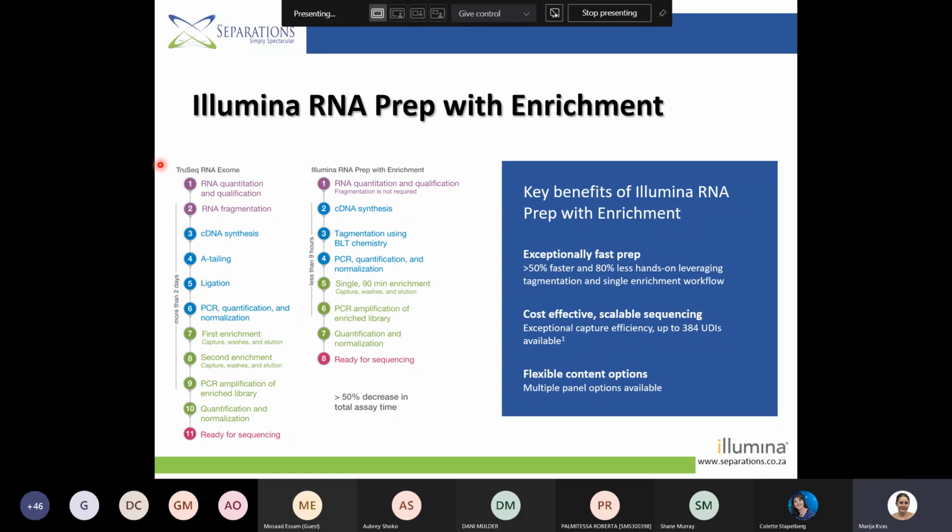Previously, we had the TruSight RNA Exome panel, and you will notice that it has many more steps than Illumina RNA Prep with Enrichment. What Illumina has done is try to make the whole workflow 50% faster, and also to have 80% less hands-on time, and also to have that single enrichment workflow, right? So to make it more accurate, and obviously this makes it more cost effective, right?